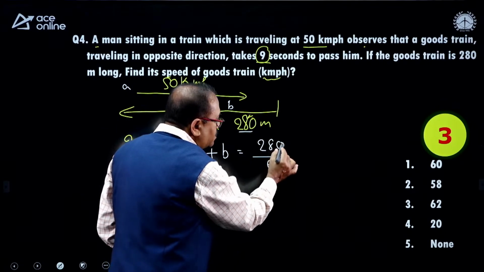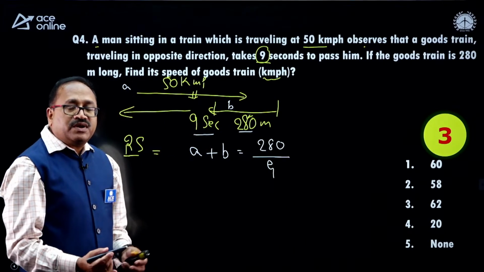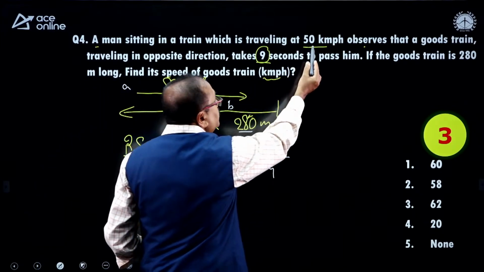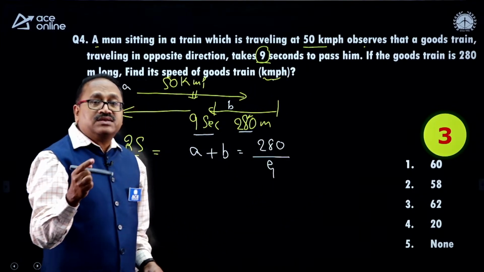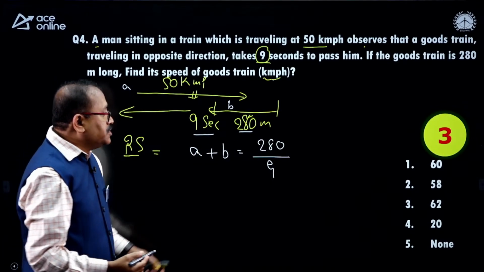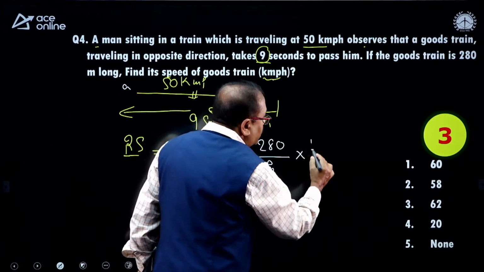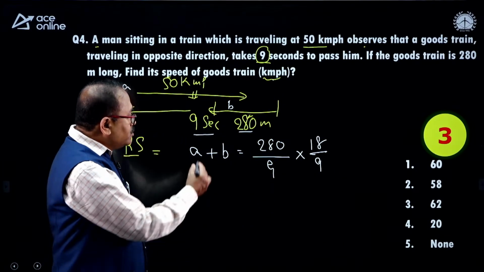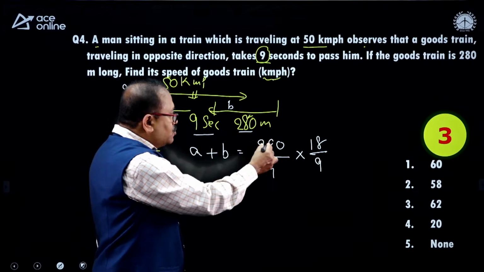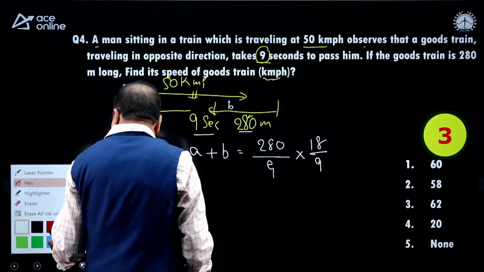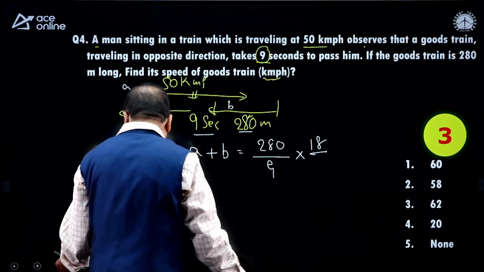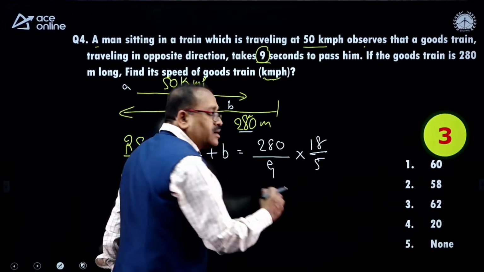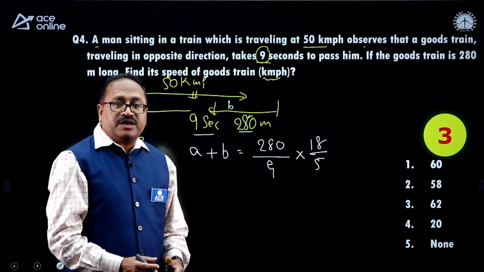The distance 280 is covered in how many seconds? 9 seconds. Look at this one, this is meter and this is second. So whatever the speed I will get will be in meter per second. But here we have kilometer per hour and you are also asked the answer in kilometer per hour. So convert that into kilometer per hour. For that I will be writing 280 by 9, into 18 by 5, converting from meter per second to kilometer per hour.